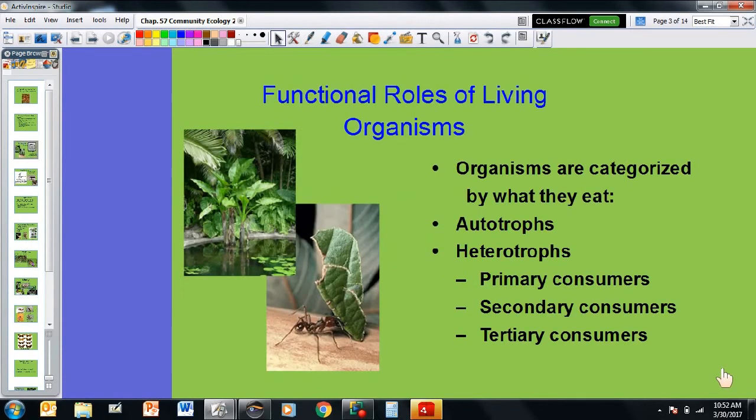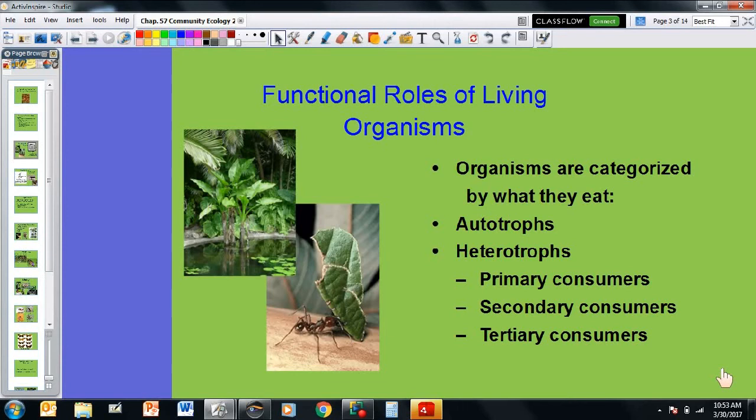When we look at the community, the first thing we have to do is look at the individual organisms. Because scientists love to organize things, these organisms are characterized by what they eat. You know these terms already, but we'll go over them anyway. An autotroph is something that makes its own food chemically. You know them as the plants. Heterotrophs are anything that have to consume something else in order to gain food. Heterotrophs are divided into three categories. The primary consumers are the ones that you know as herbivores. They're the ones that eat the plants.